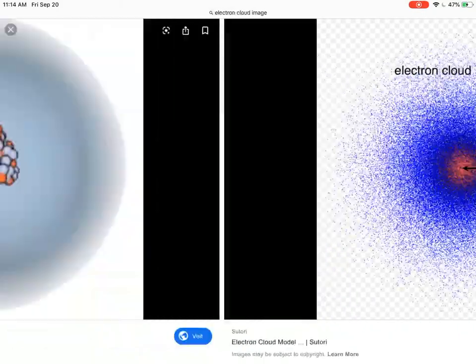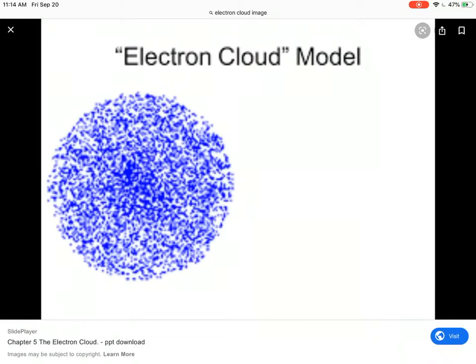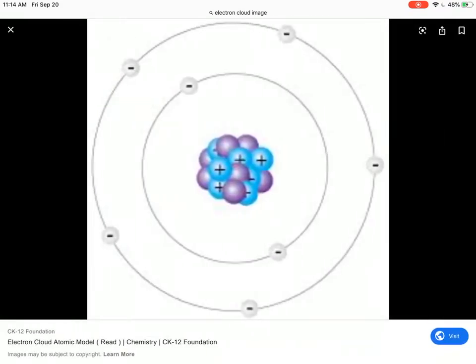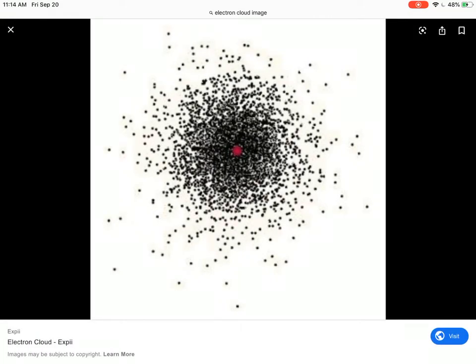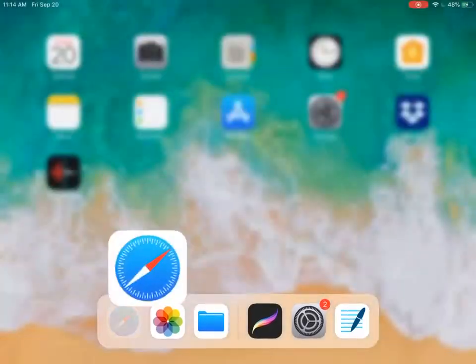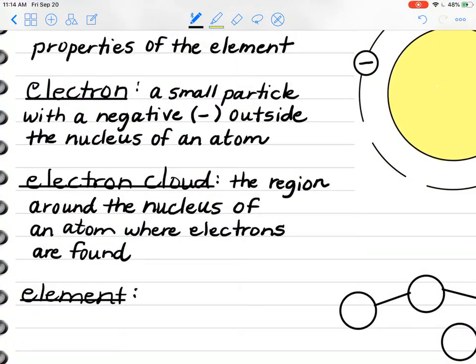So these are some general pictures. Some of these can get very complicated. Here's a good one that will sort of give you an idea of what that electron cloud looks like. Because these things are so tiny, it's hard to draw them. It's hard to explain what they look like. I can't just show you one. I have to give you a diagram to explain.